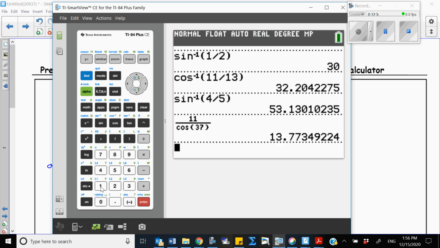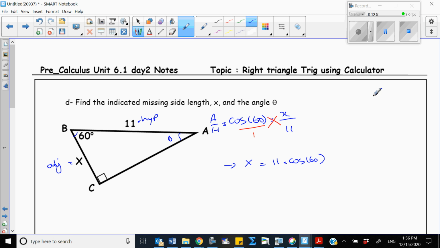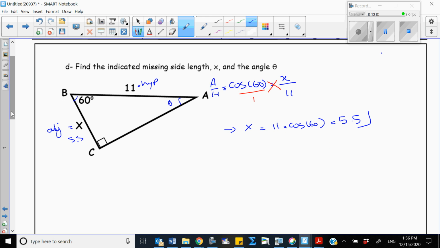So let's use our calculator. This time we have 11 times cosine of 60, which is equal to 5.5. So now I have the other side, it's 5.5. Now I'm looking for this angle. How do I find this angle? This is also easy to find.